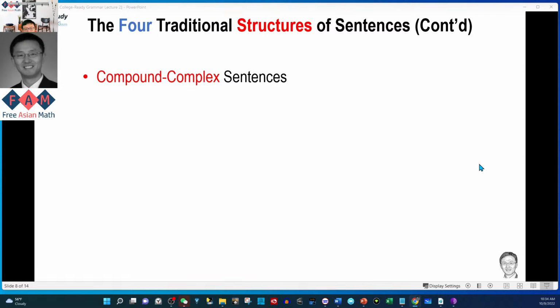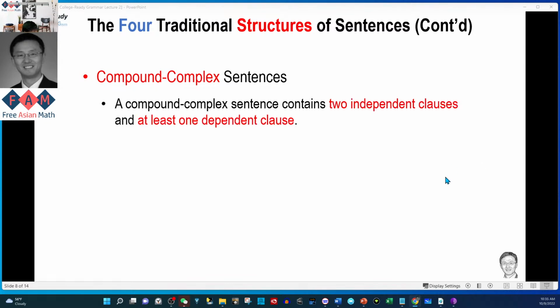Once you have understood what is a compound sentence and what is a complex sentence, then this one comes as no surprise. It's just a combination of the two. The definition is that a compound complex sentence contains two independent clauses. That's the property of a compound sentence, right? But at the same time, it also contains at least one dependent clause. That's the property of a complex sentence. So a compound complex is just really a combination of the two.